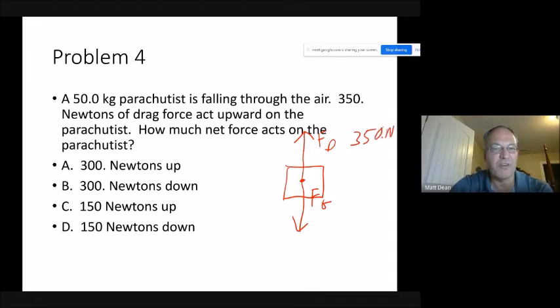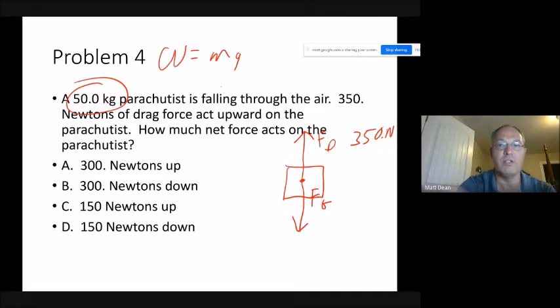Drag force is a type of friction. It always acts opposite of motion. So if the guy's falling down, the drag force acts up. Now, some of you are going to be quick, and you're going to put 50 kilograms right here. 50 kilograms measures mass, not weight, not force. So to put in the force of gravity, we need to convert this mass into a weight. Remember that weight equals mg. So we're going to go 50 kilograms times the acceleration due to gravity, 10 meters per second squared, and we're going to end up with a weight or a force of gravity here of 500 newtons.